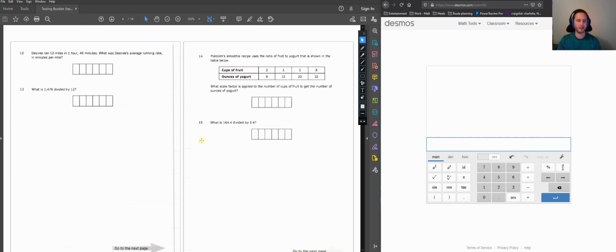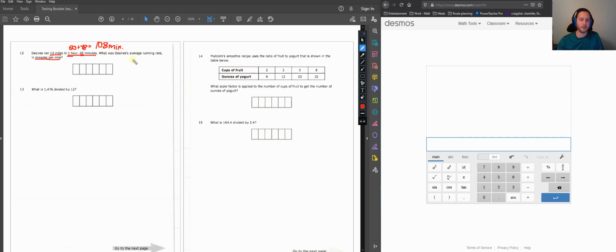For number 12, this one is talking about Desiree ran 12 miles in 1 hour 48 minutes. What is the average running rate in minutes per mile? So first of all, we have a problem. It told us 1 hour and 48 minutes. We need to know exactly how many minutes total that is. So this 1 hour piece would be 60 minutes plus 48 minutes gives us a total of 108 minutes.